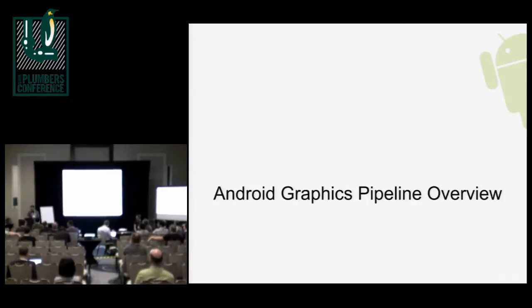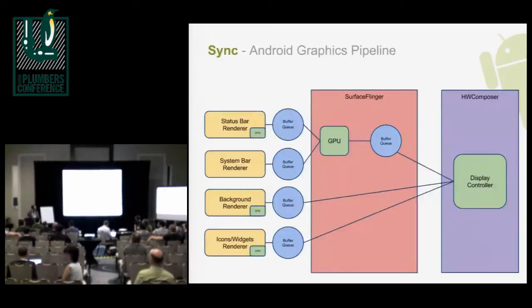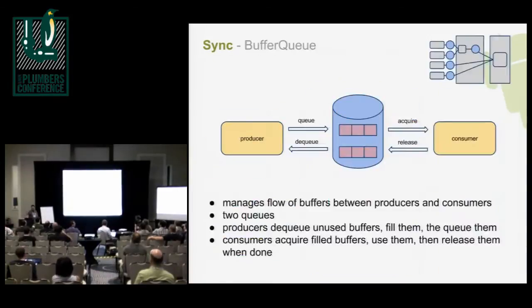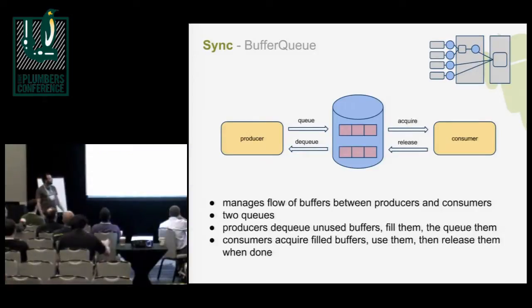Some of you might have seen this before. With an overview of the Android graphics pipeline, this is sort of a high-level picture of what we have. Between all our clients, we have this thing called BufferQueue, which is just two queues where a producer dequeues a free buffer, renders into it, queues it back up. The consumer of it then acquires it, uses it, and returns it back.